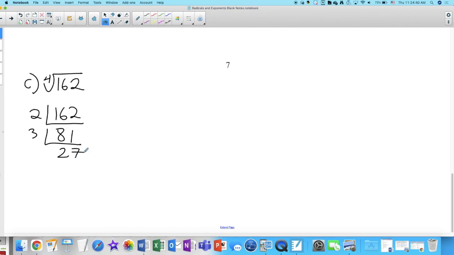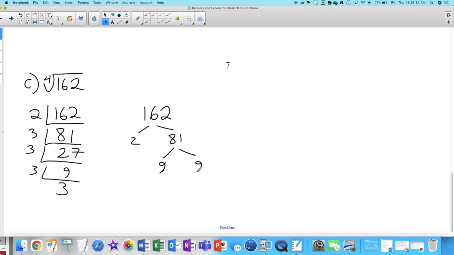So really important, if you're going to gravitate towards the ladder, the most important thing is that everything on the left must be prime. You don't have to go in order. You could start by dividing by 3 first, but you can't have any composite numbers on the left. Okay, if you want to do a tree though, then it doesn't matter, right? So you could break that into 2 and 81, and then the 81 into 9 and 9, and then have your 3's, right? Yes?